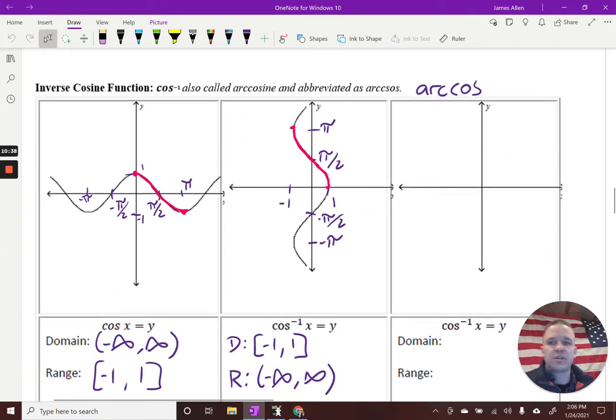On to inverse cosine, and something I forgot to mention before. Sometimes you'll see arc cosine or arc sine, arc cos, arc sin. Those just mean inverse sine or inverse cosine. So it's another notation, no big deal.